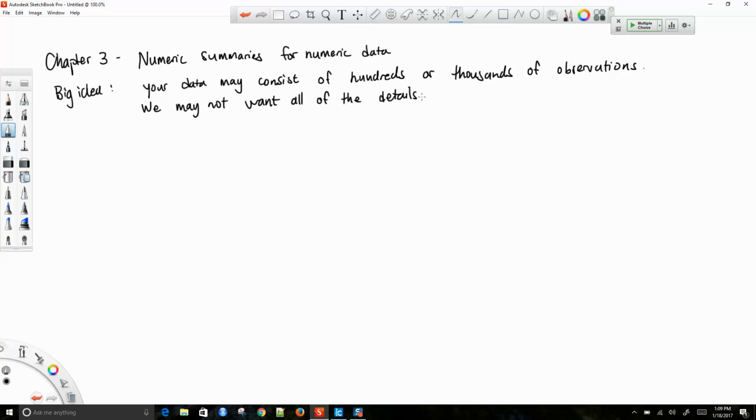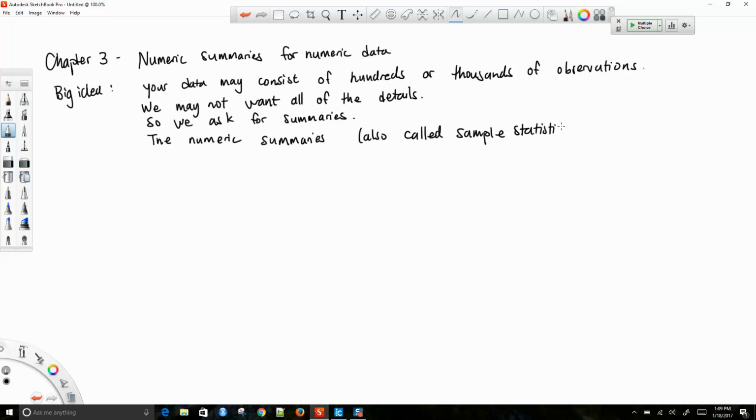We may not want all of the details, so we ask for summaries. Okay, and so the numeric summaries, or we might call them sample statistics, will, quote, "boil down" the data to just a few numbers.